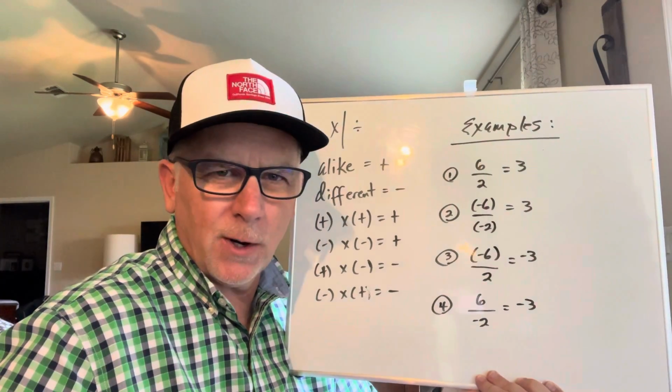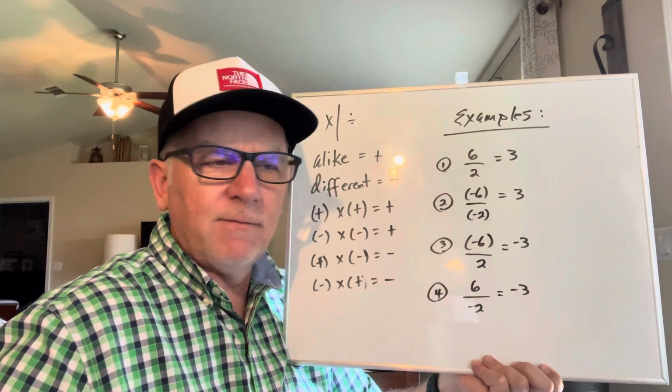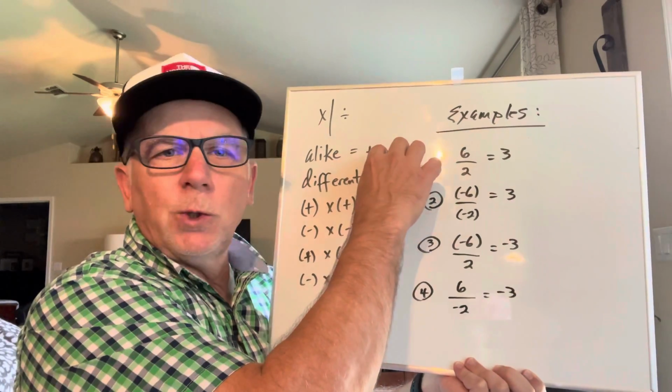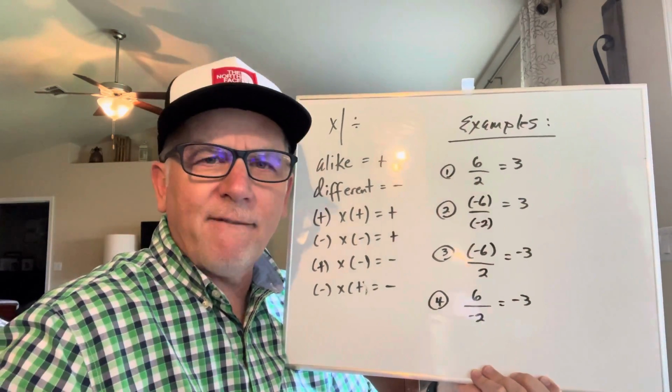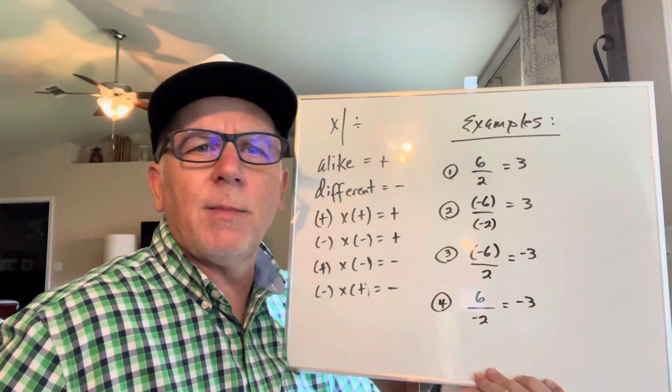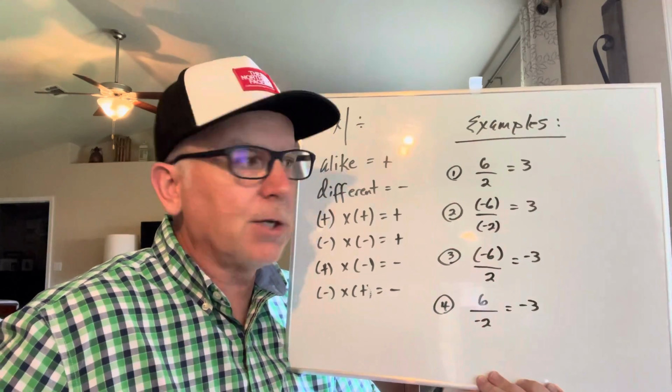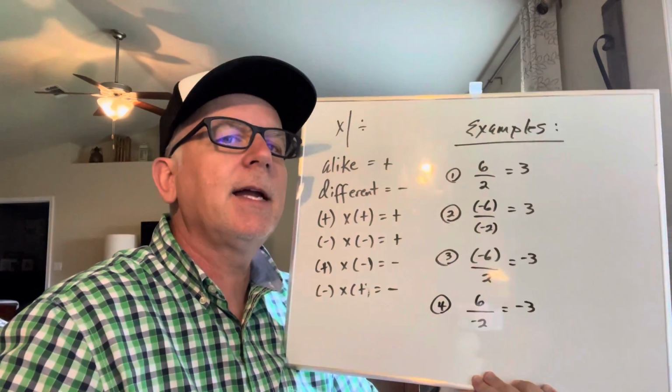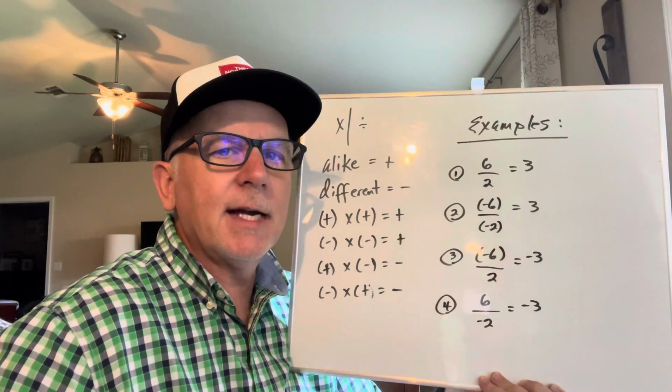Don't just do them in order. Do the multiplication and division while this rule is fresh in your mind. Do that first. Go through the whole quiz or the whole test and do all of the multiplication and division problems first using those rules. And then come back and take a look at the next video.